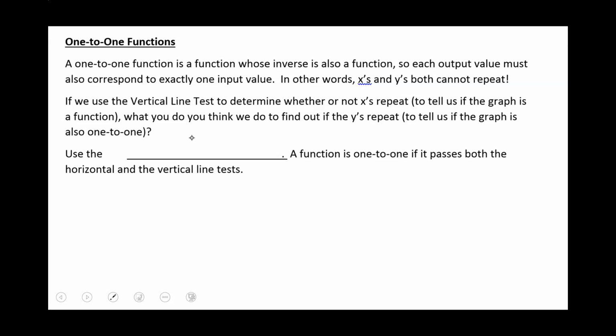But to save myself that work, I can look at my original function and do the vertical line test to make sure it's a function, and then if it is, I can do the horizontal line test to make sure that its inverse is a function. So for something to be one-to-one, it has to pass both the horizontal and the vertical line test.